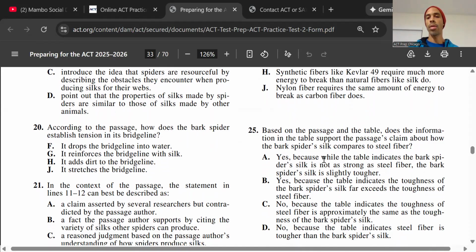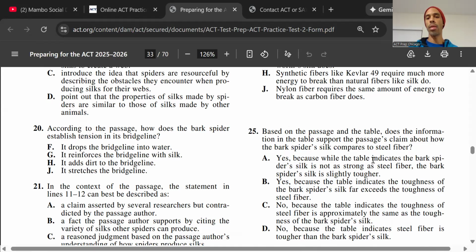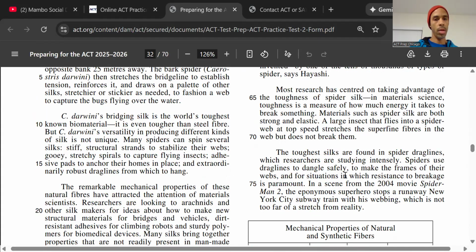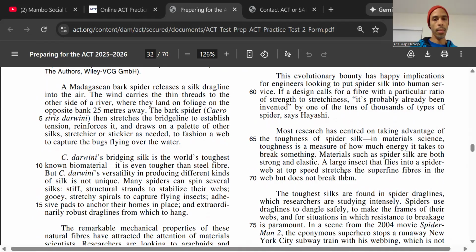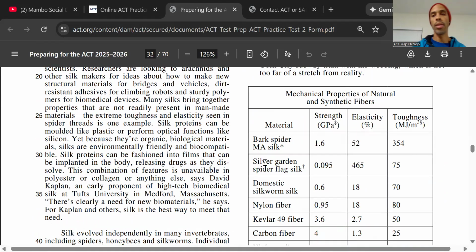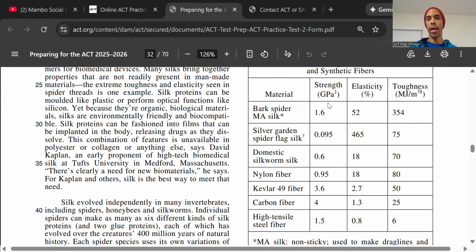Yes, it does. While the table indicates the bark spider silk is not as strong as steel fiber, the table also indicates the toughness of the bark spider fiber far exceeds the toughness of steel fiber. And that's what the passage said. I remember reading this in line 10: Darwin's bark spider's bridging silk is the world's toughest known biomaterial. It is even tougher than steel fiber. So the passage says the bark spider's toughness is greater than high tensile steel fiber, right?